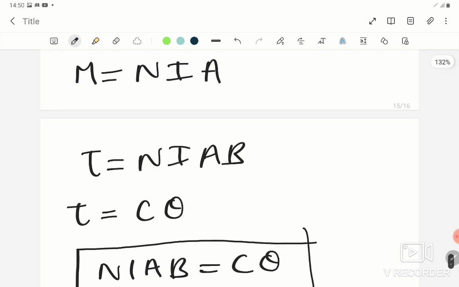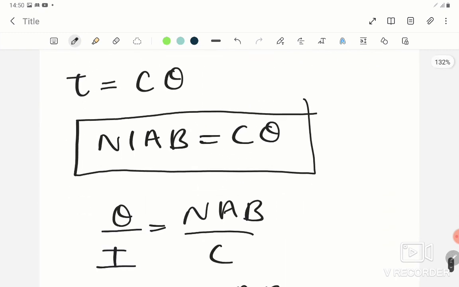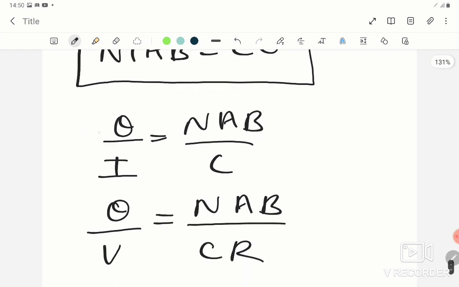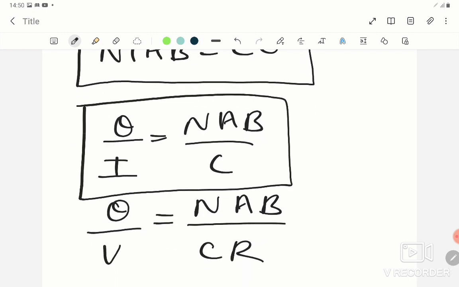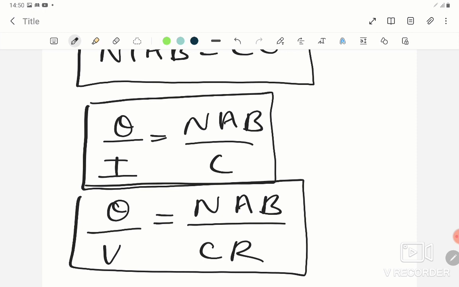So guys, in summary, for a moving coil galvanometer, the torque acting on the loop is given by the equation NIAB. This torque will be balanced by the restoring torque, which is given by C theta. So the overall equation is NIAB is equal to C theta. And guys, for this galvanometer, current sensitivity is given by theta upon I, which is equal to NAB upon C, and voltage sensitivity is given by theta upon V, which is equal to NAB upon CR.